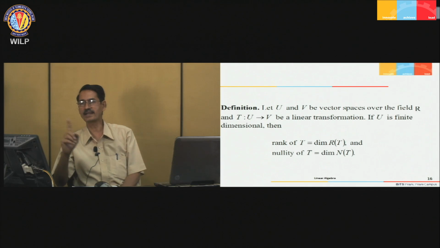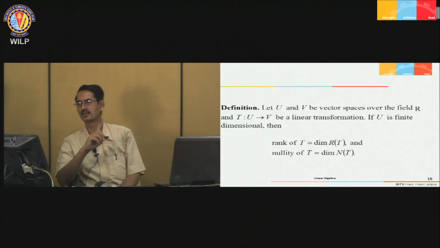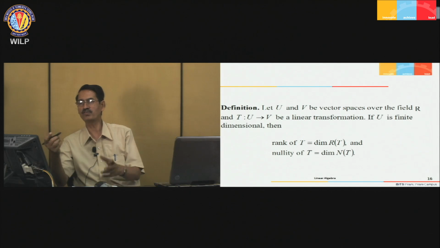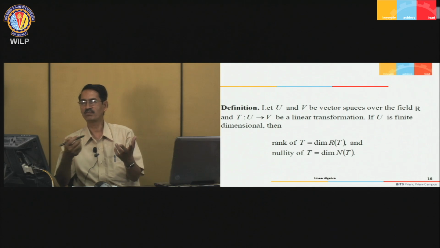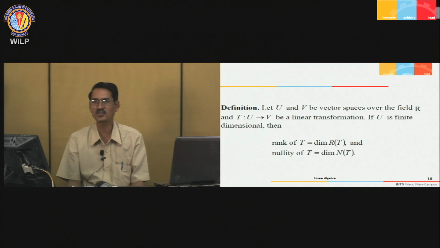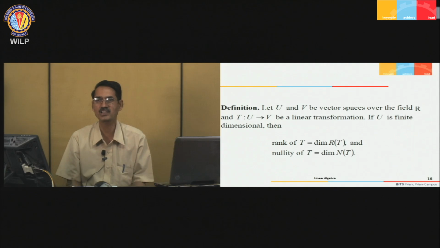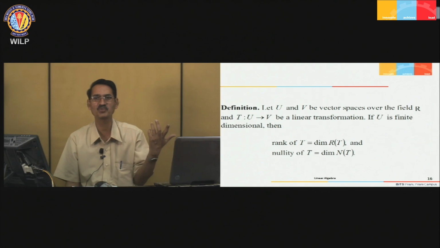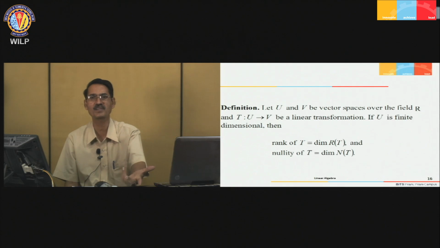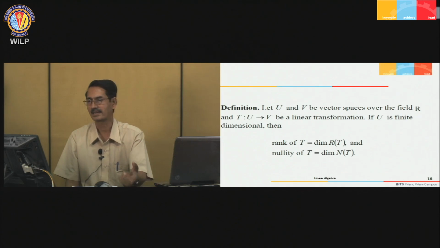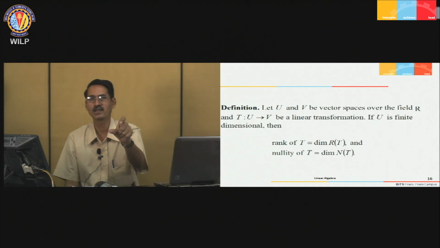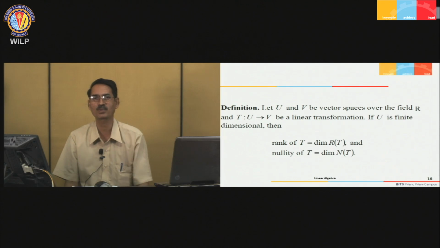Remember here RT and NT both are subspaces. So, if you want to find the rank of the linear transformation, find the dimension of the range space of T. To find the dimension of the range space of T, find a basis for the range space of T and see what is the number of elements in that basis. That will give you the dimension of the range space, and that dimension of the range space will be the rank of the linear transformation.